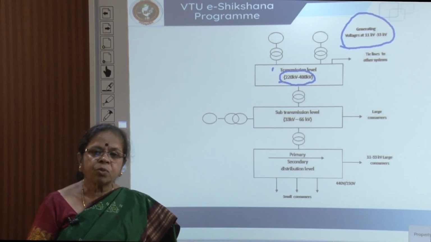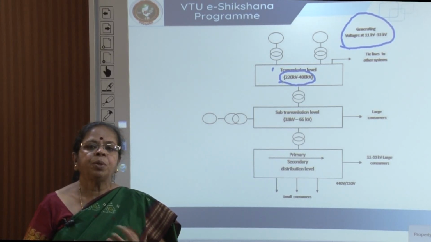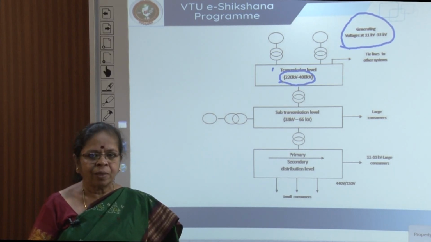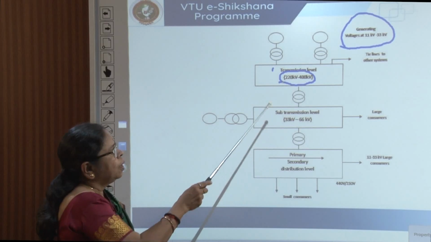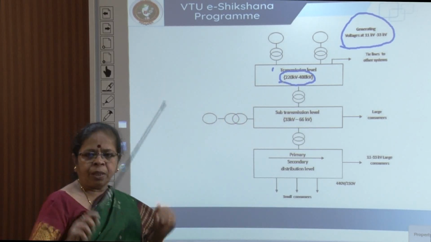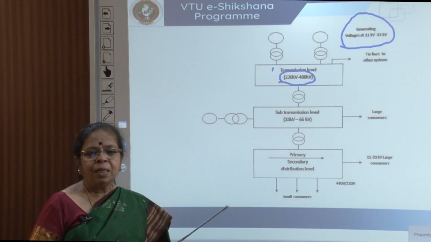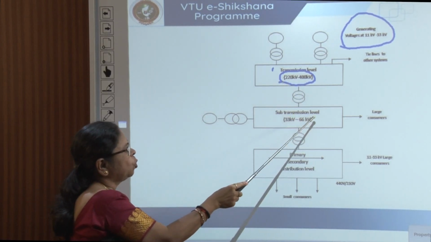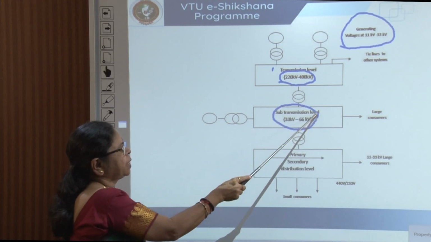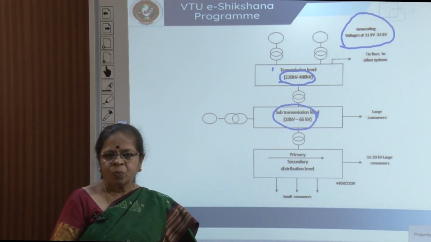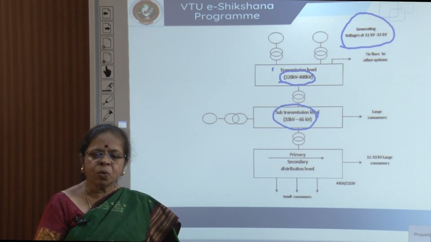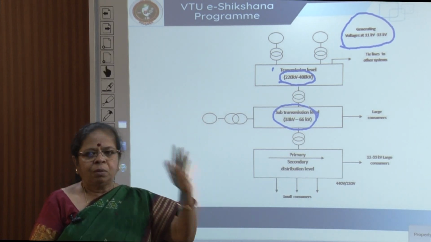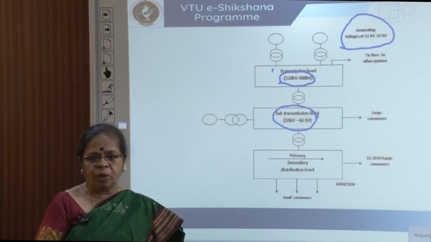And what should this transformer do? It should step up the voltage, the generated voltage to the transmission levels, so it is transmitted over longer distances. Then we have substations where you can bring down this voltage to say between 33 to 66 kV. So, I bring it down again using transformers.